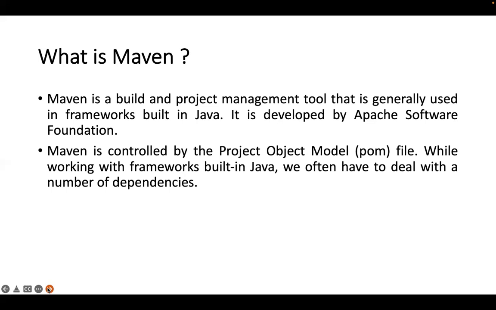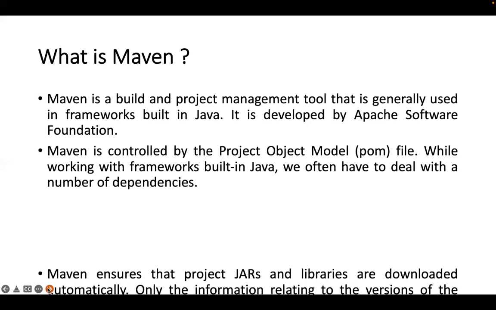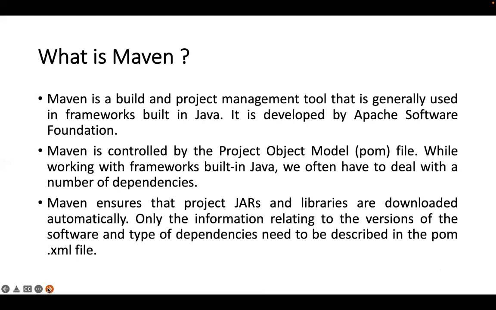From the testing perspective, we are going to use Selenium. And Selenium has around 20 to 30 different Java files for different purposes. So the purpose why we are going to use this tool is for maintaining dependencies. Dependencies are nothing but the Java files or the libraries that we want to use in that project. So Maven ensures that the project JARs and libraries are downloaded automatically.